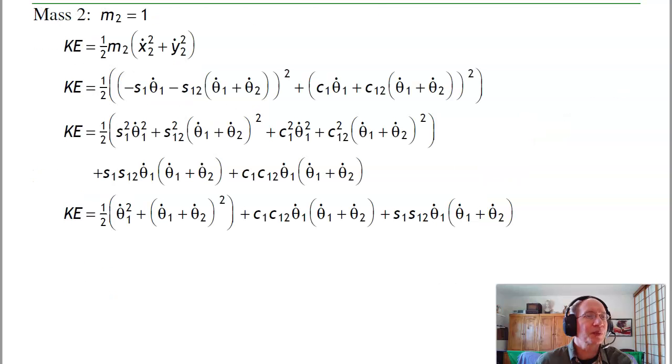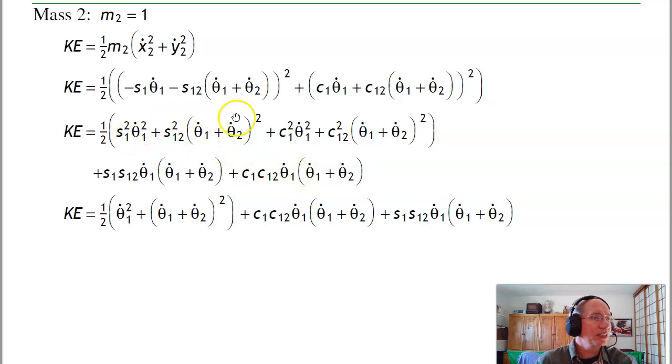That's for mass 1. Now let's go to mass 2. Kinetic energy is 1/2 mv squared. Substituting for x2 dot squared, I get this for x2 dot. Here's y2 dot. Squaring them, I get sine squared, second term squared, and the cross term, and here's the cosine squared, second term squared, and the cross terms. 2 sine theta 1 plus theta 2 times a half, 2 times a half cancels. So here's the cross term. And over here I get the cross term again. Times 2 divided by half gives you this.